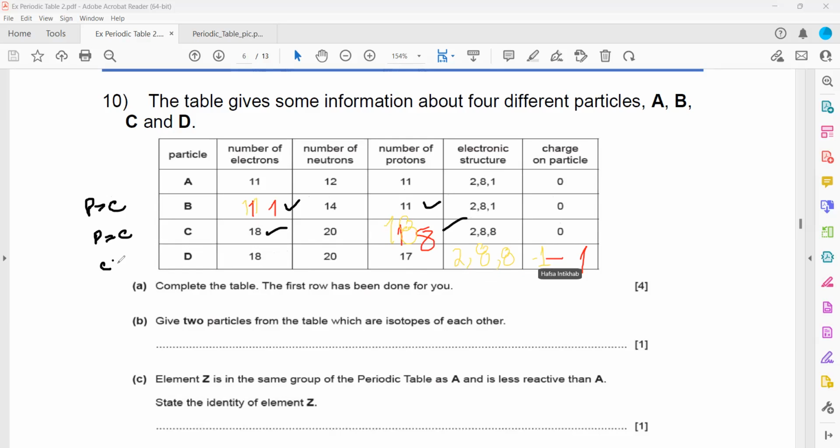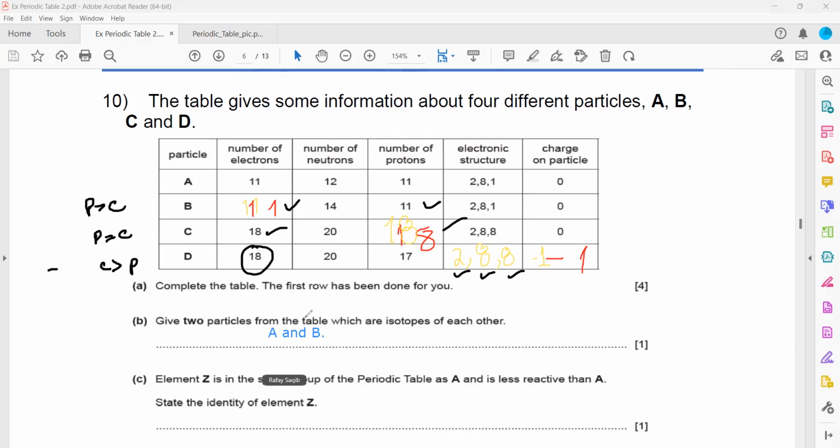So electrons are more than protons. So it means it should be a negative charge. Like 18 and 17, so one extra electron is there. That's why it should be -1. And the configuration, how the electrons are arranged, we have 18 electrons. So first shell will have 8, second shell 8, and the third shell also 8.